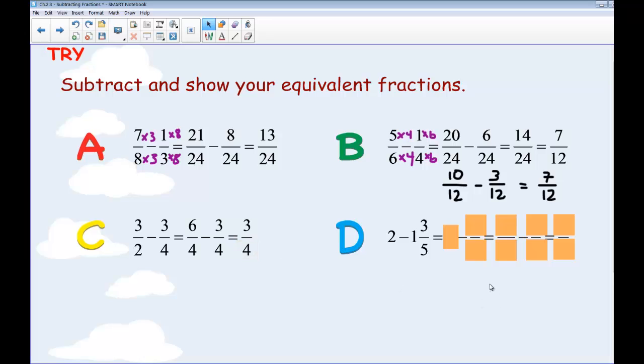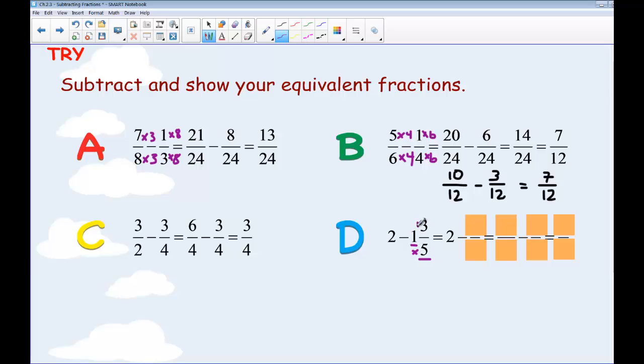And finally, in question D, this time we have a whole number minus a mixed fraction. So my recommendation is to change the mixed number into an improper fraction. So I'll rewrite the 2 to begin with. And remember, to change a mixed number into an improper fraction, we need to multiply the denominator of the fractional part times the whole number. So 5 times 1 in this case is 5.